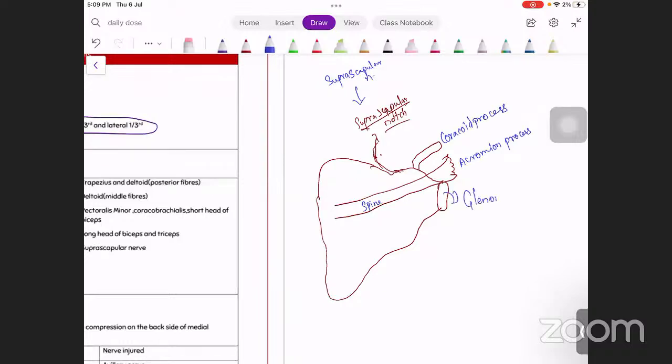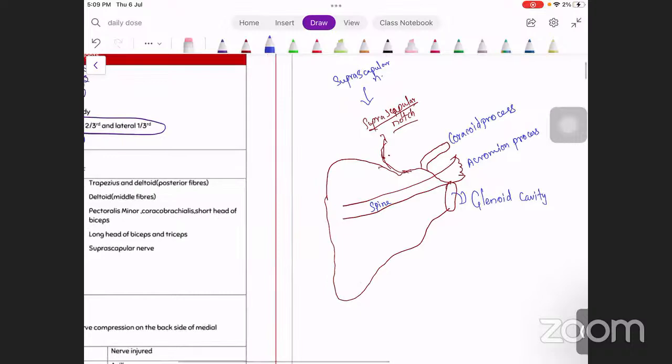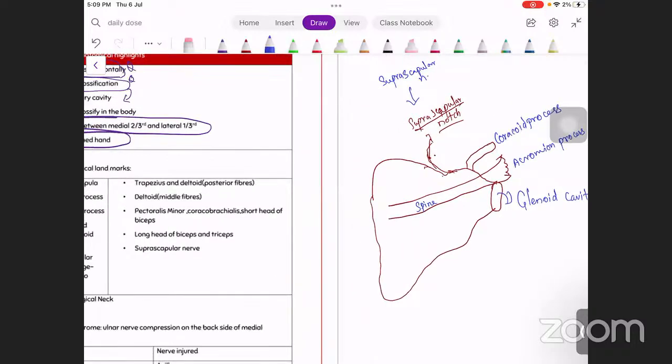Since the spine is present on the posterior aspect, we draw the posterior aspect. So on the posterior aspect, lateral side, we have a glenoid cavity, and posteriorly we have the spine, which ends as the acromion process. And then you have the coracoid process, and then you have the suprascapular notch, where you see the suprascapular nerve passing through it.